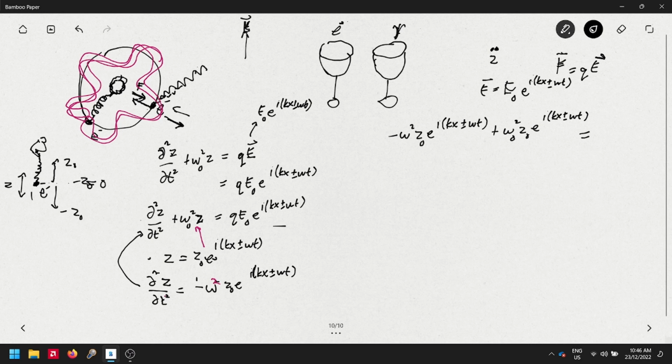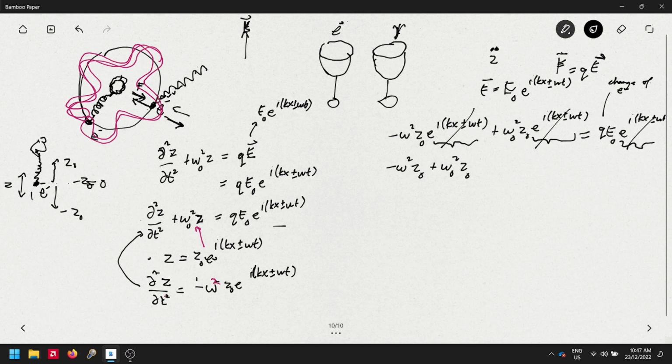And then on my right hand side, I have this guy, which is Q, the charge of the electron. And then I have my E naught, which is the amplitude, which is the property of the photon. The brighter the photon, the higher the value of E naught. So put this inside, e^(i(kx ± ωt)). I have the same term here, here and here, so I'll just cancel them off. Are you okay? So I'm left with omega squared z naught plus omega naught squared z naught equals Q E naught. Are you okay?